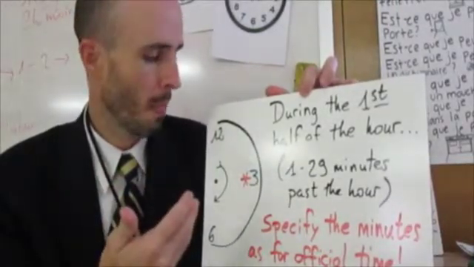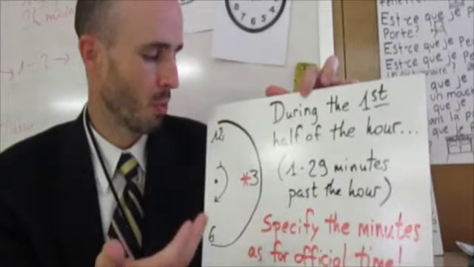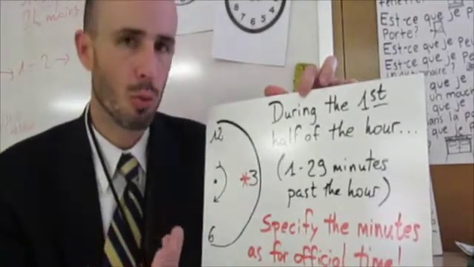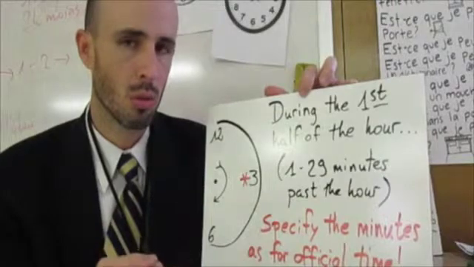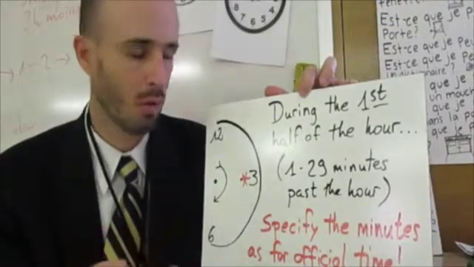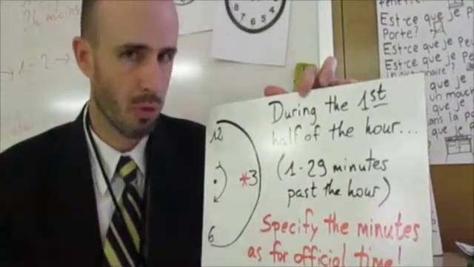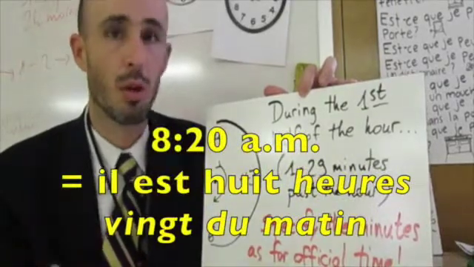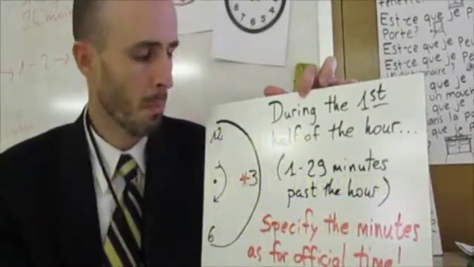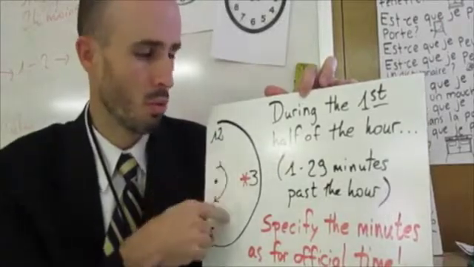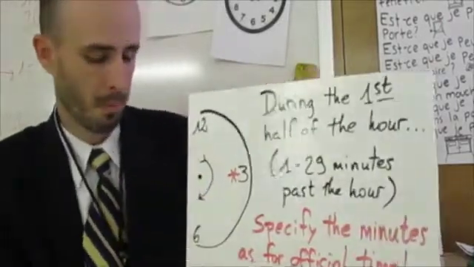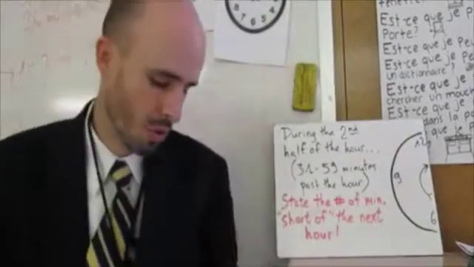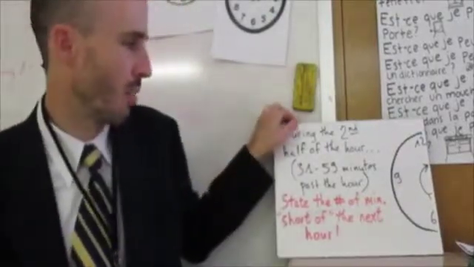Okay. So if you wanted to say, for example, 8:20 in the morning officially, it'll be il est 8h20. In the familiar system, you say il est 8h20. You could add du matin. All right. So 1 through 20, the first half of the hour. Now things get trickier in the second half of the hour.